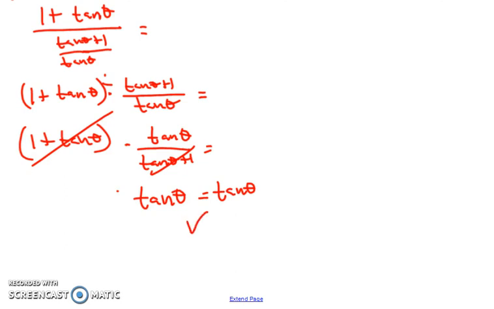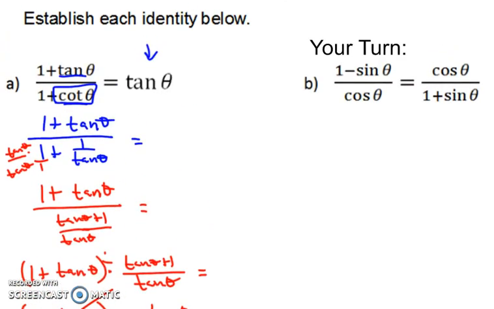The biggest thing with verifying identities is just practicing with them. So here's an opportunity for you. I want you to pause the video right now and do this one. No, seriously, pause the video, take 5 minutes, see if you can figure it out. Which side should I work on? Well, they both look equally hard to me. It doesn't matter. Try doing this one. You did it? I hope so, because I'm about to do it now. It doesn't really help you if you're just watching and haven't tried it. You're going to learn it by practicing these.